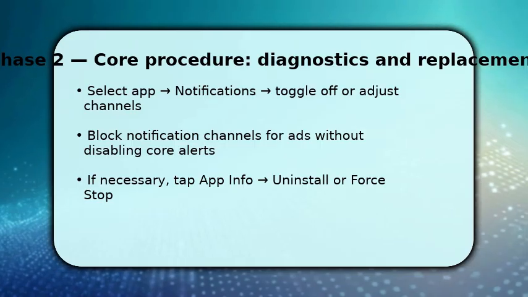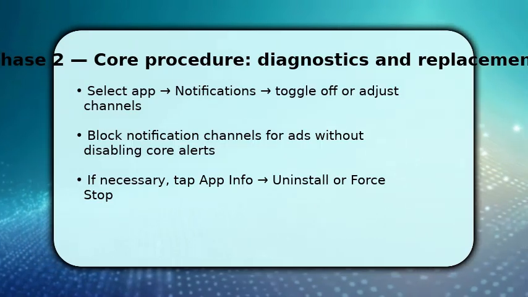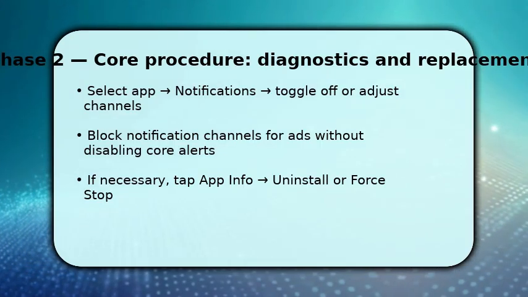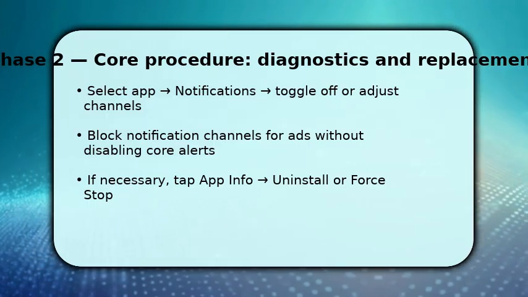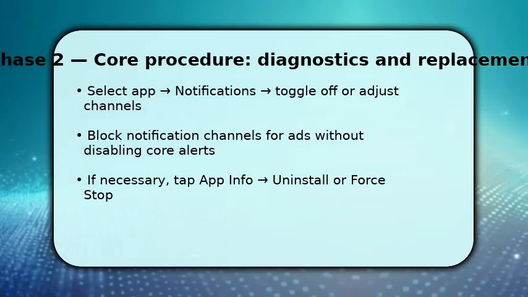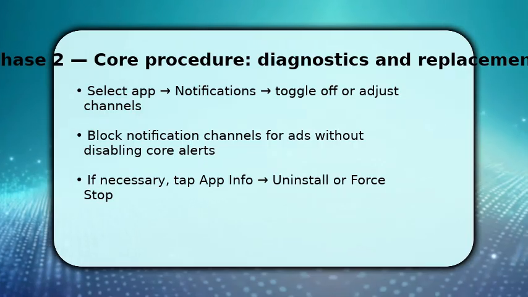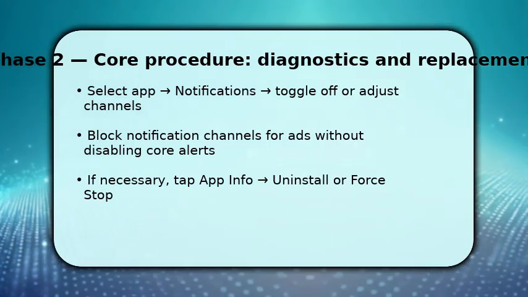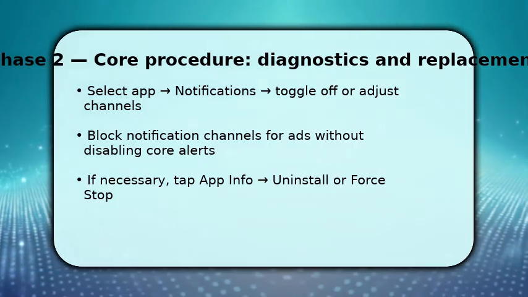If the app lacks channels, toggle all notifications off or use app info to force stop. Make sure to check app permissions like draw over other apps and remove notification access from apps that abuse it. This reduces ad interruptions while preserving essential functionality when possible.